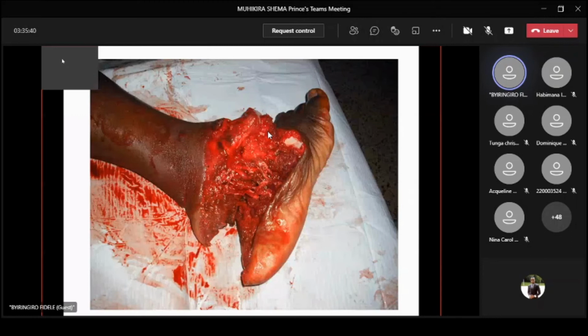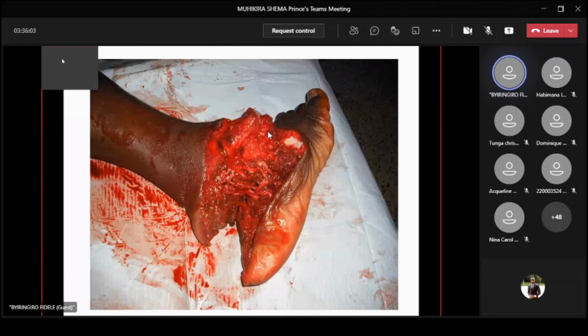I want you to memorize it. Anytime you have a junior colleague who is calling you on the phone, doctor, what should I do? I have a trauma patient. The first question you ask: how is A, B, C, D, E? When you use A, B, C, D, E, you are being systematic.